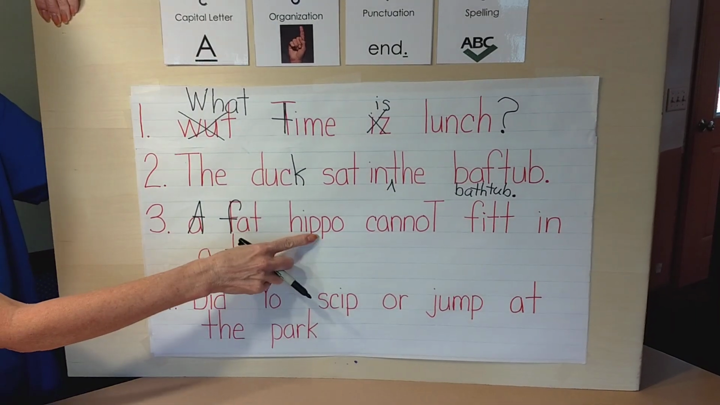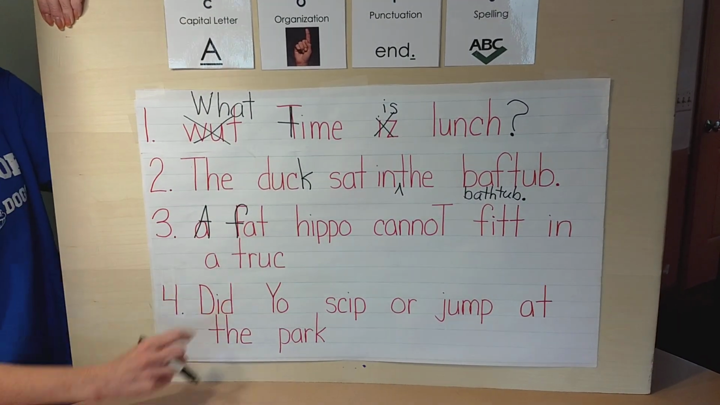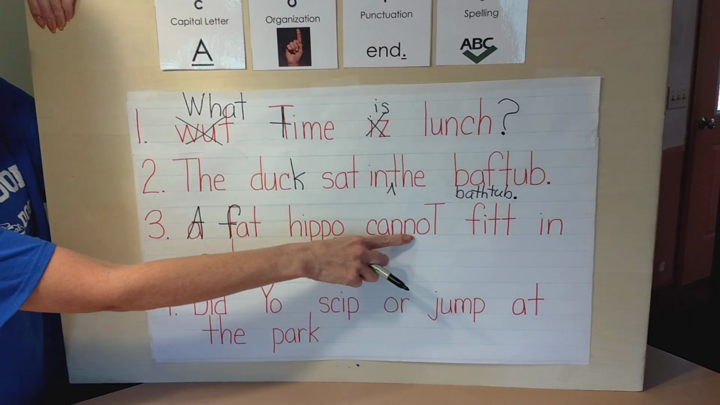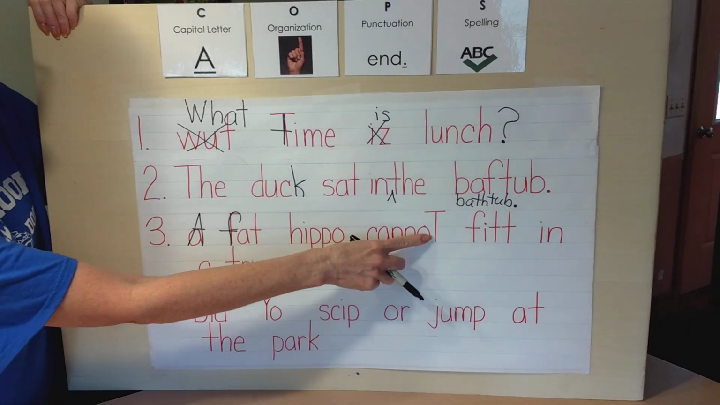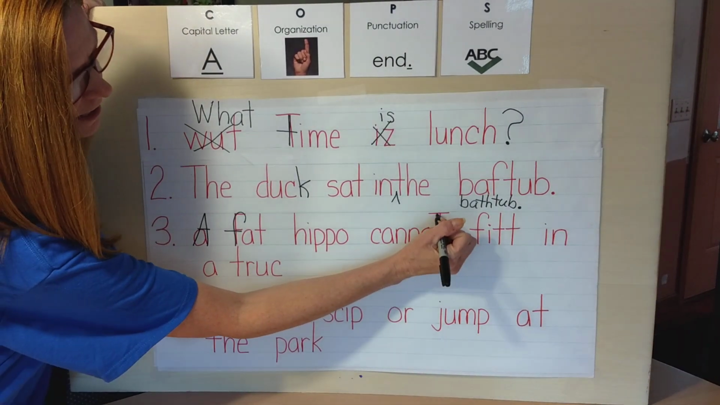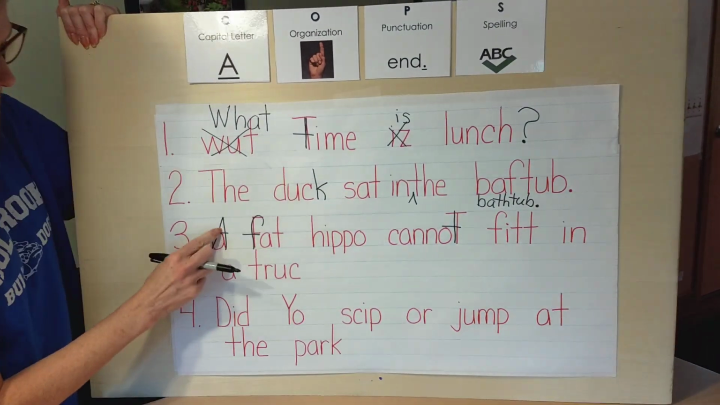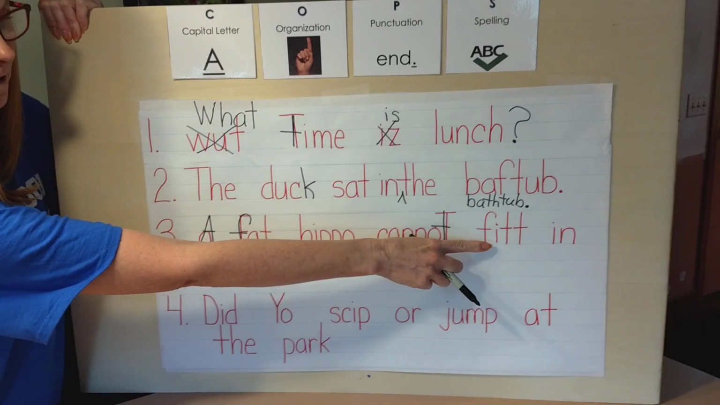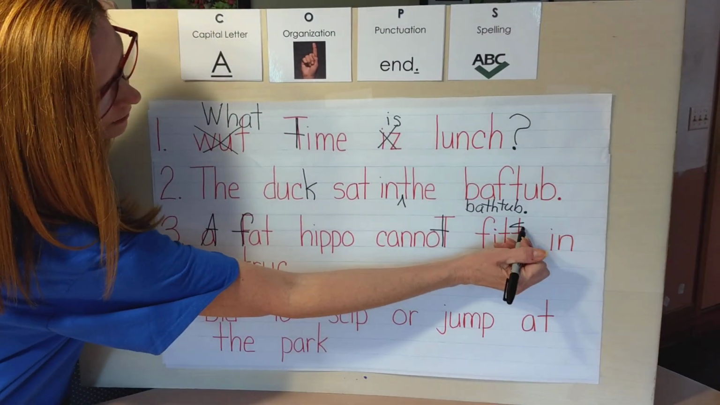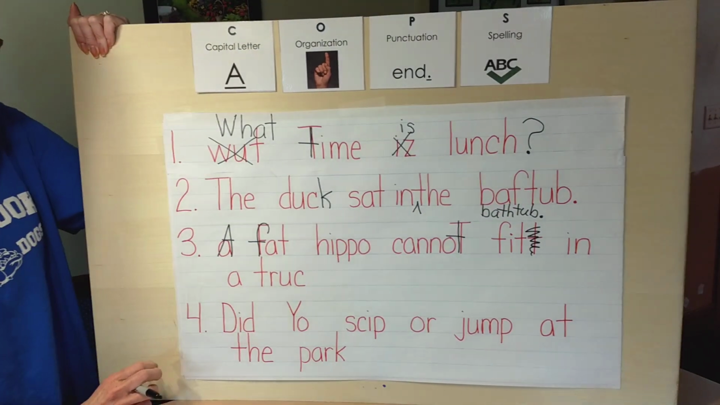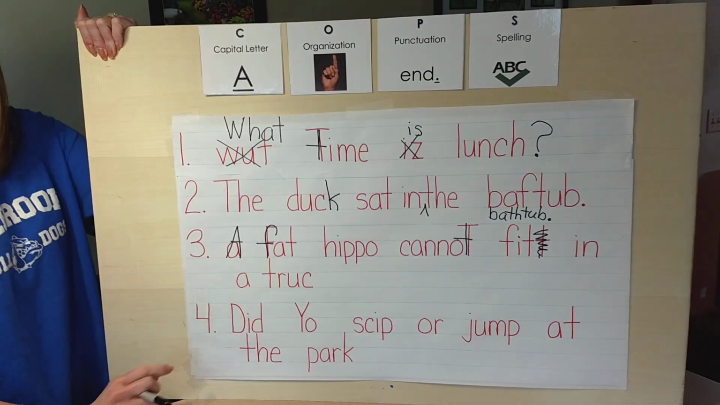A fat hippo, 2-syllable word. Hip-po, open syllable, closed syllable. That looks good. A fat hippo cannot, 2 syllables, but it has a capital T at the end. We need to change that to lowercase. A fat hippo cannot fit. Oh, what's wrong with that word? It only needs 1 T, so I'm going to cross that out. A fat hippo cannot fit in a truck.